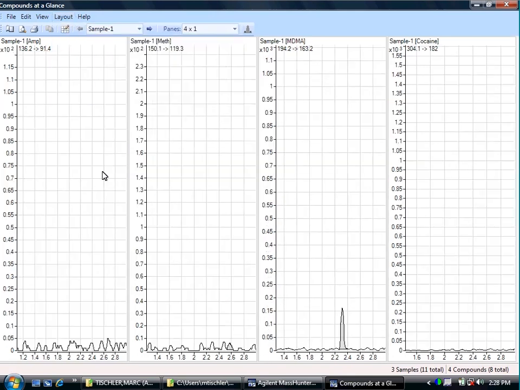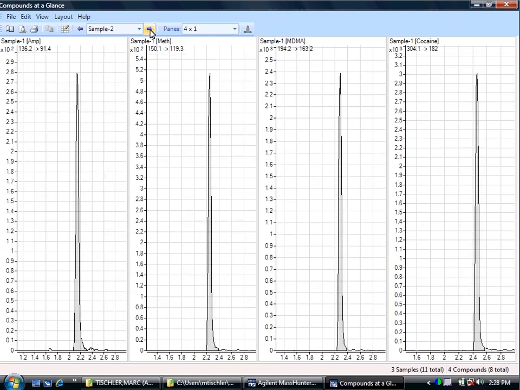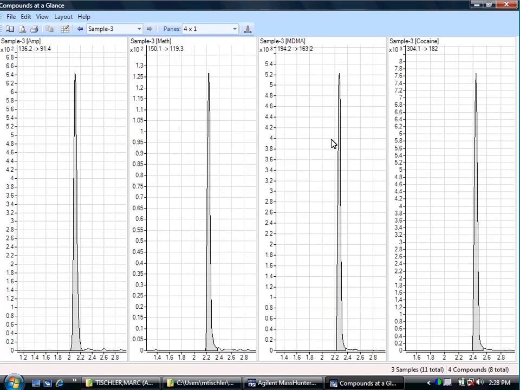So as you can see, if I look at sample 1, I've only got MDMA showing up to a limited degree. I go across to sample 2, I get a lot of hits, and on all the compounds in sample 3. So this gives you the visualization of going through sample by sample and looking at all the compounds across that sample in Compounds at a Glance.